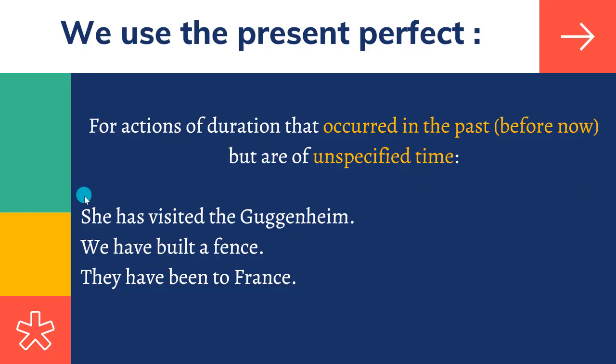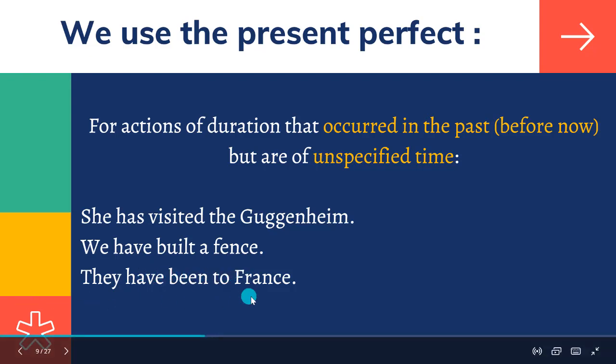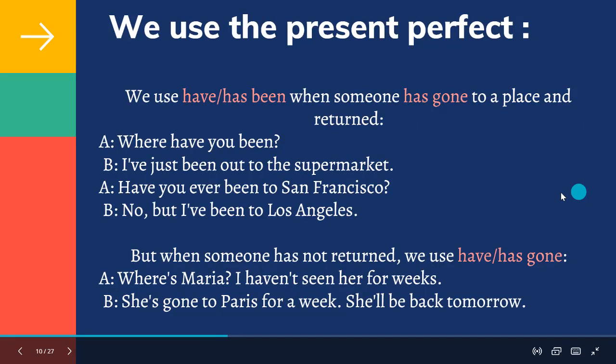We also use the present perfect for actions of duration that occurred in the past, before now, but are of unspecified time. So, for example, she has visited the Guggenheim. We have built a fence. They have been to France. There is no specific time, but it has occurred in the past.